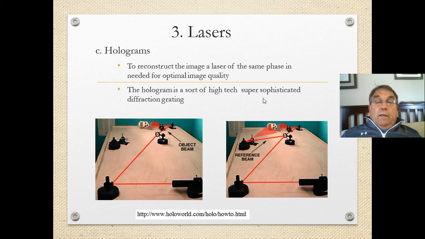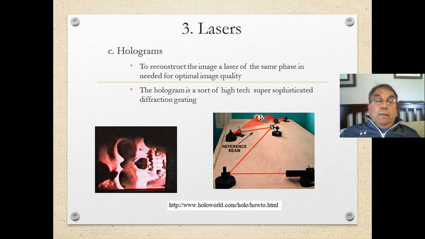Here's an actual setup. You can't actually see the laser beam; it's drawn in with special effects. But here's the reference beam. It's shown off of a mirror directly onto the holographic plate. And then here it's shown on this object, which then reflects it onto the holographic plate. So they're taking a hologram of a skull, and here's what the skull looks like when we go three-dimensional.